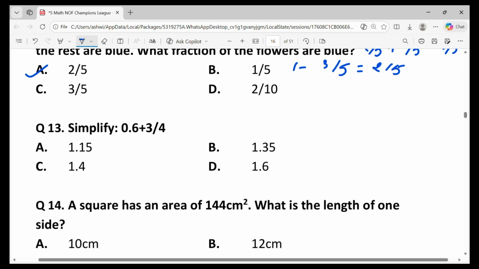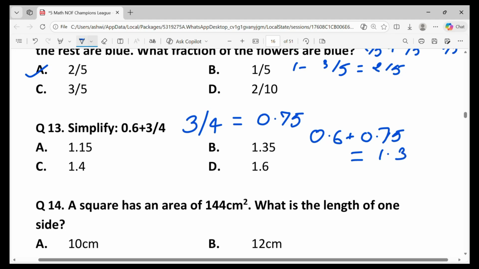Question 13. Simplify 0.6 plus 3 by 4. Converting the fraction to decimal, 3 by 4 is equal to 0.75. Performing addition, that is 0.6 plus 0.75, that is equal to 1.35. That is option B.